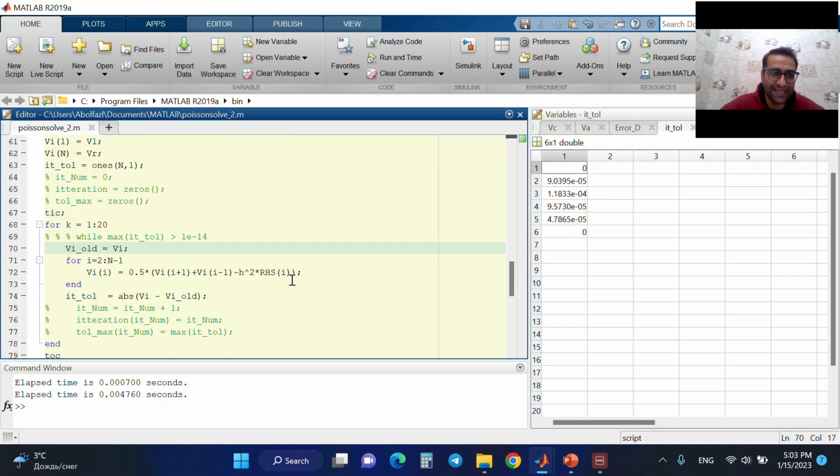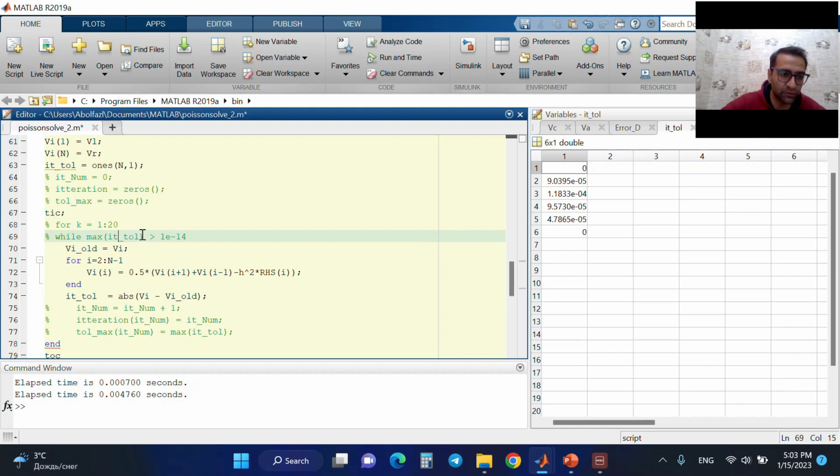What is this gauge? We say that, okay, instead of using this for loop, let's disable this, Control R, and enable this, Control T. I want to say that when the maximum of this iteration tolerance that we are calculating here is greater than some value, just continue this loop. But as soon as this maximum of iteration tolerance is less than this value, it will stop the calculation. And let's define this value as some small number, for example, 1 to the minus 3.